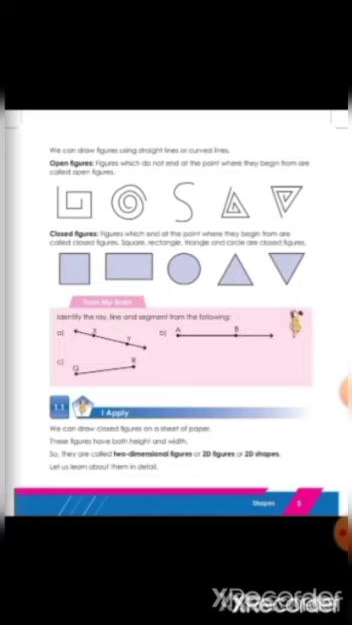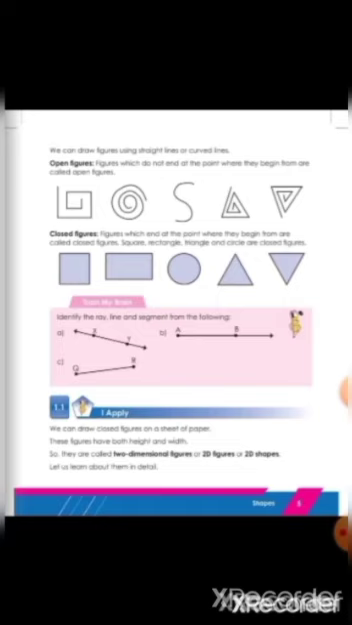Open figures: figures which do not end at the point where they begin from are called open figures. The following pictures are the examples. Closed figures: figures which end at the point where they begin from are called closed figures. Square, rectangle, triangle, circle are closed figures.